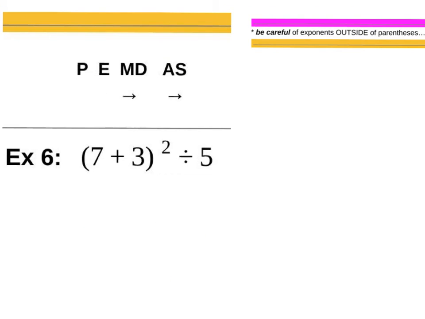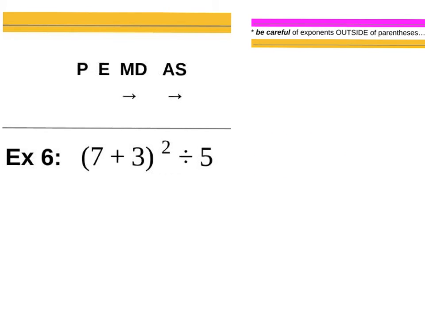Well, look at example 6. We've got another example where we've got this exponent outside of parentheses. I wonder if I let you pause right here. Why don't you pause your video and see if you can get this on your own, and then press play and see if you got it right. Ready? Pause.